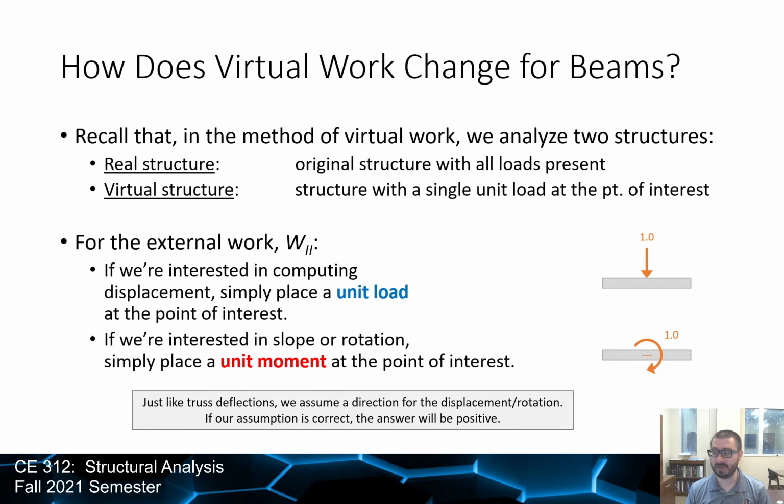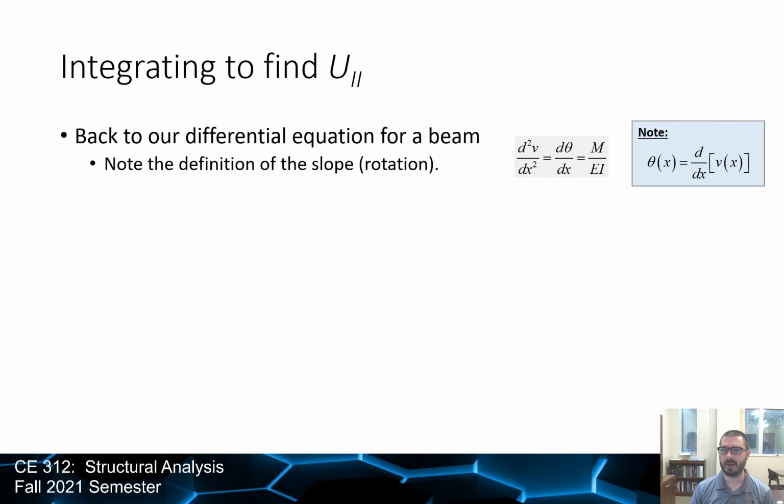And just like with truss deflections, we assume a direction for the displacement or the rotation. And if our assumption is correct, then the answer will be positive. So that's the same too. So in order to find U2, this is what changes a little bit. And this goes back to my original discussion about constant versus variable loads.